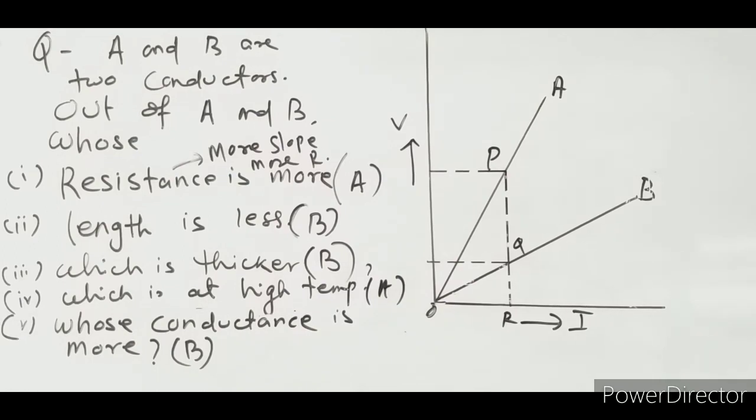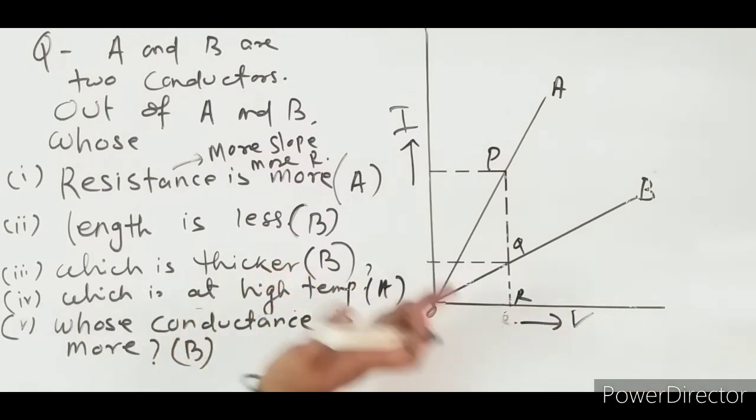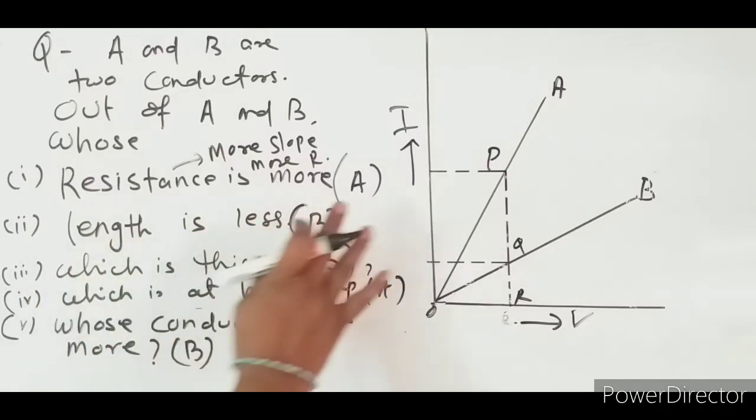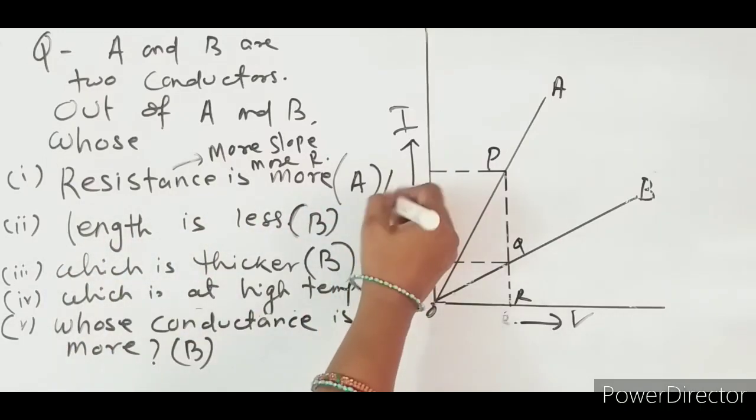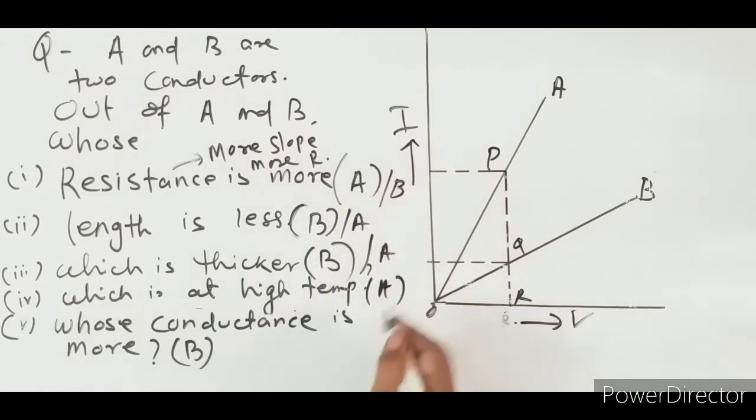Now I will reverse this a little. In place of V, I will write I, and in place of I, I will write V. So in this case, everything we had discussed will change. This one will be B, this one will be A, this one will be A, this one will be B, and this one will be A. Clear? If I change it, this will be the answer. That is why I am telling you, whenever such a graph is given, this is a board question, you see what is given on the x-axis and y-axis.